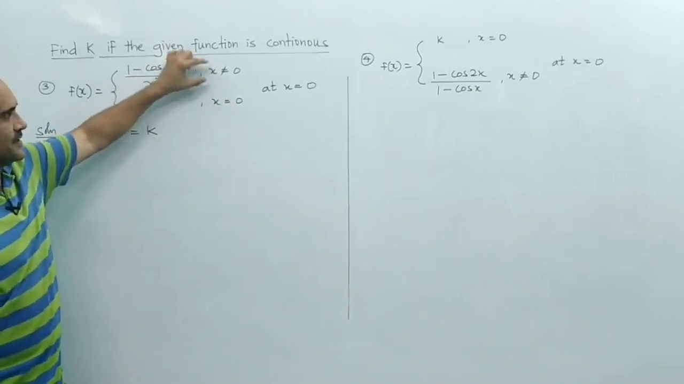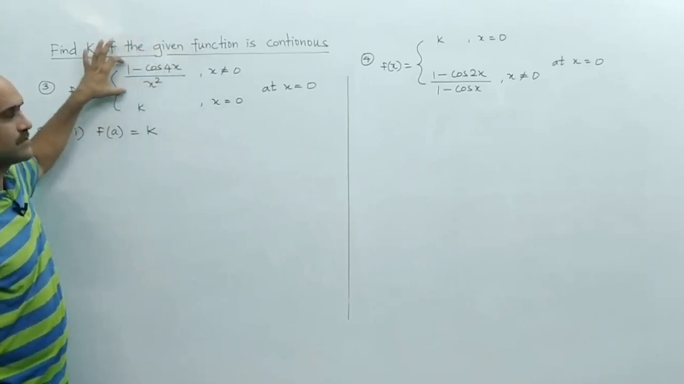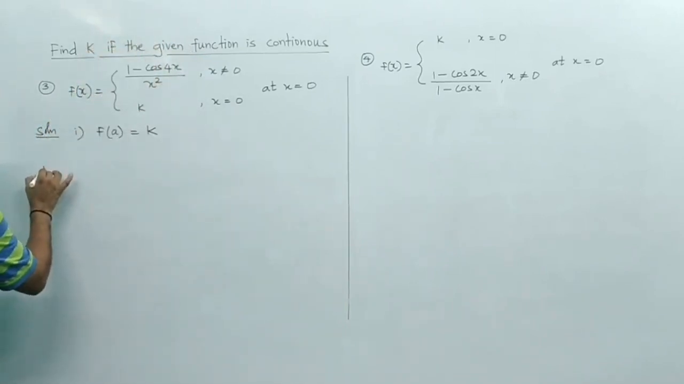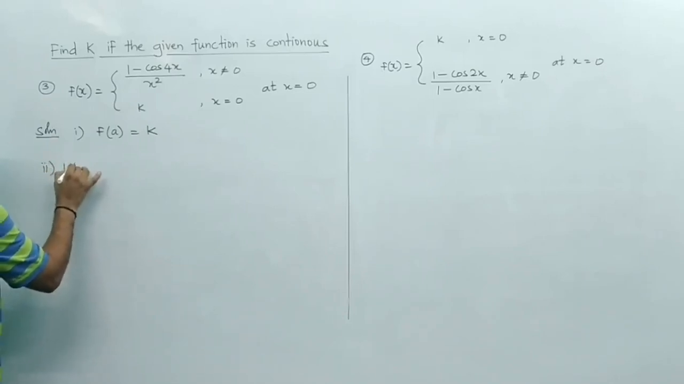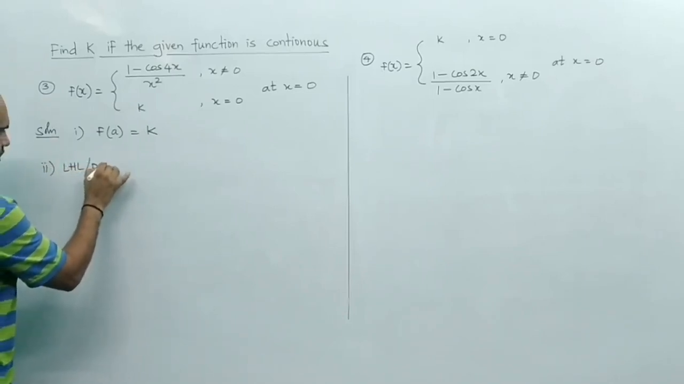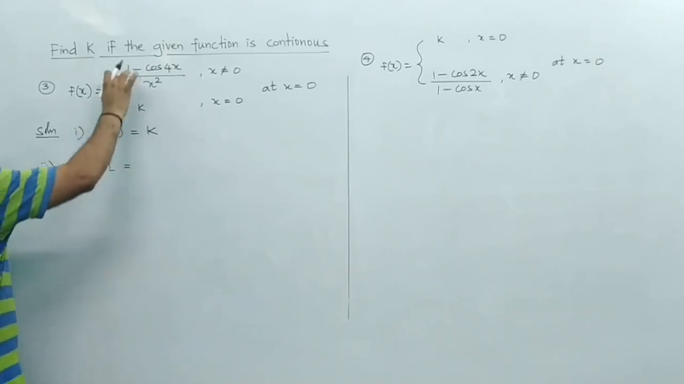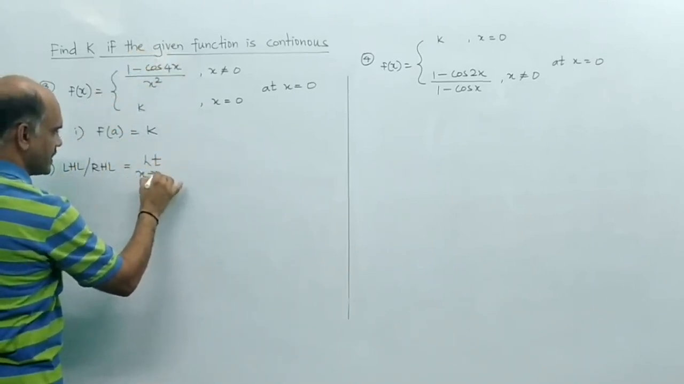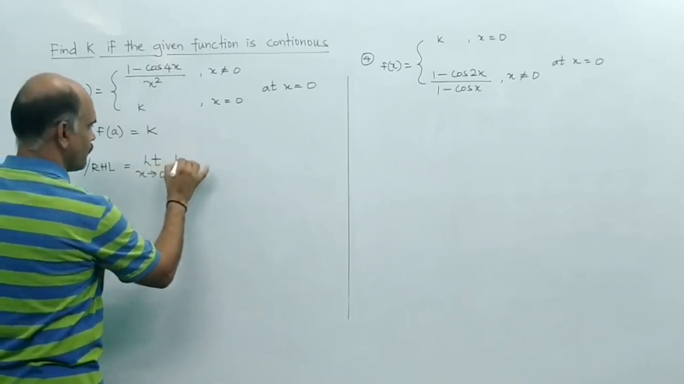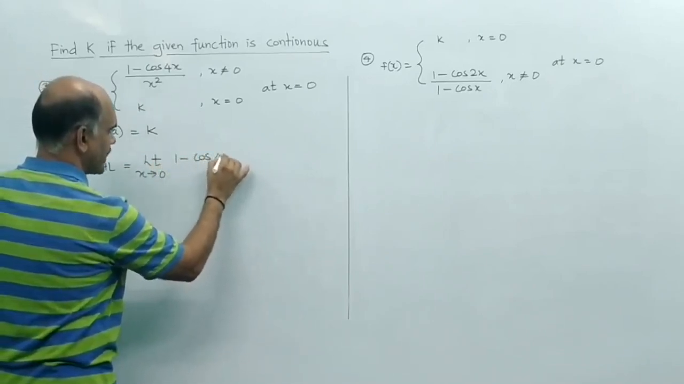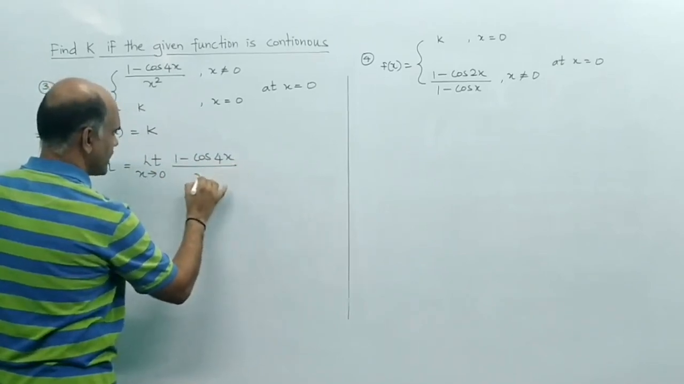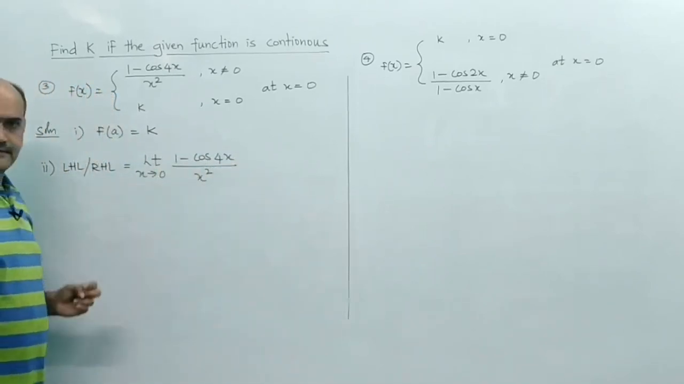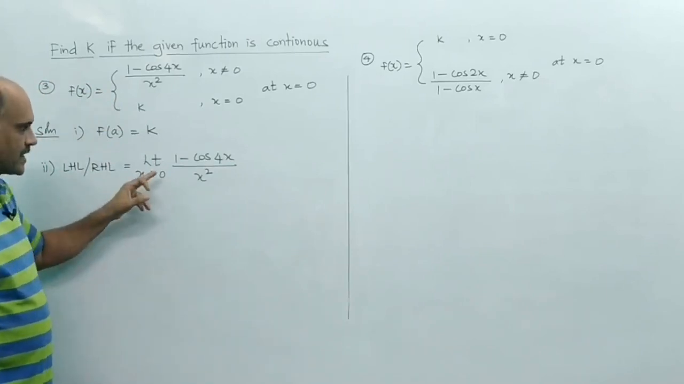Now when x is not equal to 0, LHL and RHL are both the same, so combined I will calculate. Second, LHL or RHL, or you can say both will be equal. So you are required to apply the limit as x tends to 0: limit x tends to 0, 1 minus cos 4x divided by x square.